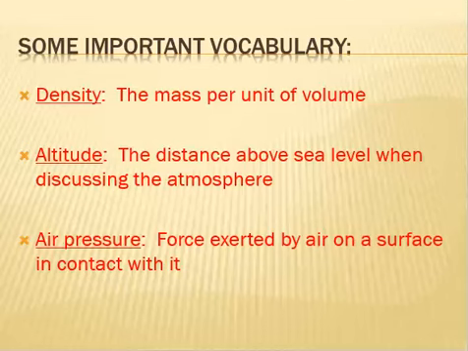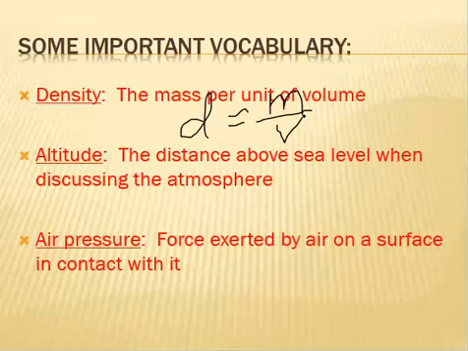Density is the amount or the mass per unit of volume, or the amount of stuff that's in an area, in a unit of volume. So often you will see this written as a formula: density equals mass divided by volume. So there's a relationship between mass and volume that creates density. Things that are more dense have more stuff in the unit of volume, and things that are less dense have less stuff in that unit of volume. And by stuff, I'm referring to matter.